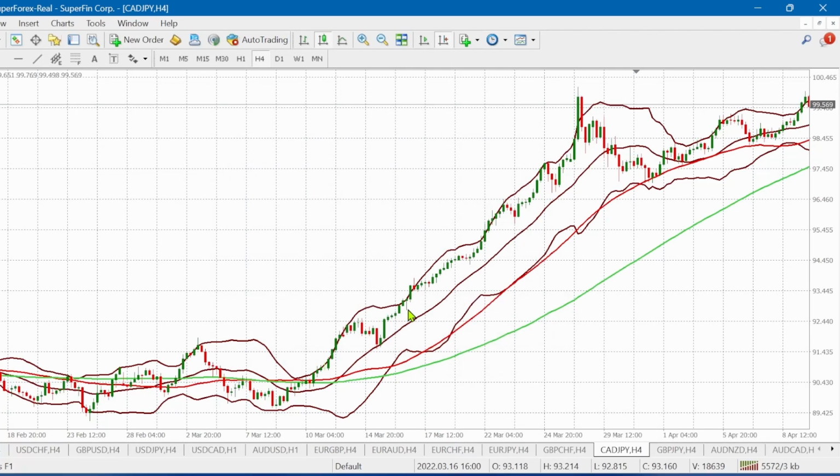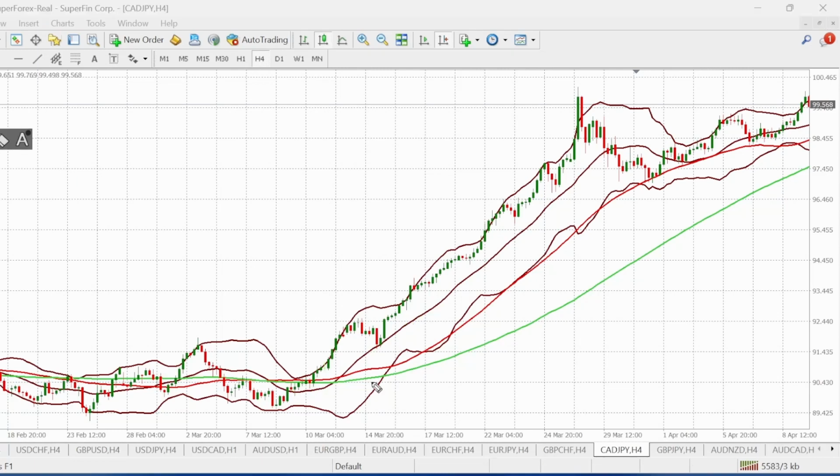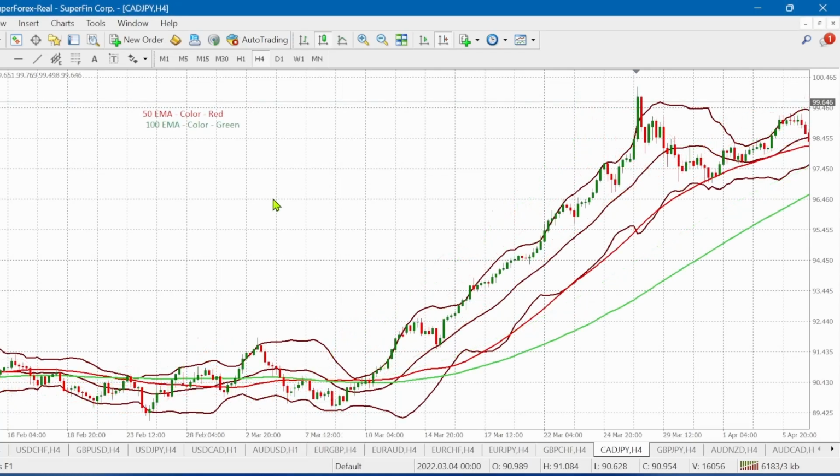Now, to identify an entry point, wait for crossover. Here, this is the crossover here. And as long as the price stays above these two EMAs, this and this, we will still be in the trade. Now, exit the trade when the candle closes outside the 50 EMA.